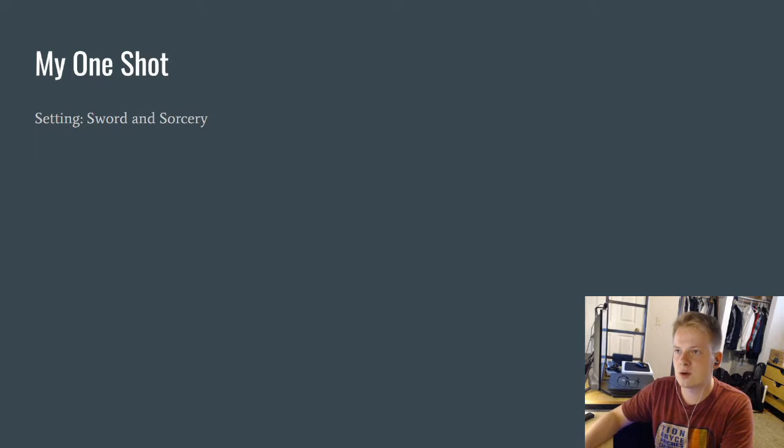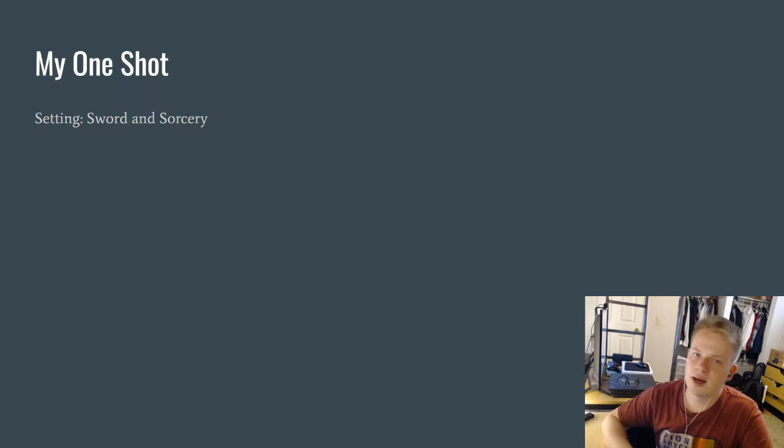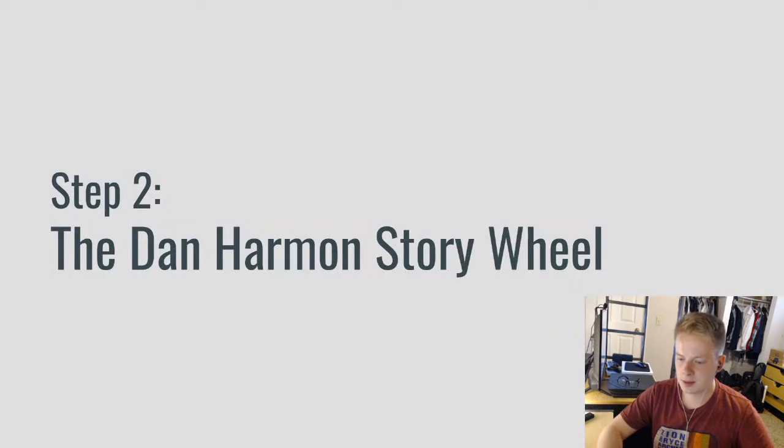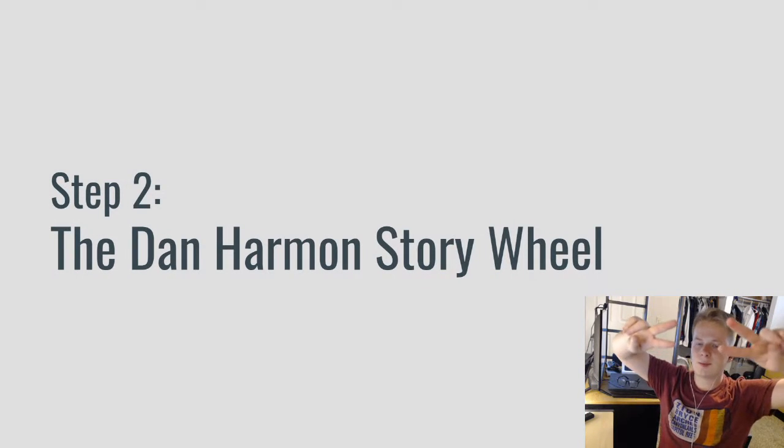It's a one-shot, so ideally I would be able to talk to them up top, and figure out what themes they want for their characters and for their respective stories. But I'm never going to see them again. We're just going to have to run on our feet and do the best we can. Anyway. Setting. So I'm going to do a sword and sorcery setting. Step 2. The Dan Harmon story wheel.